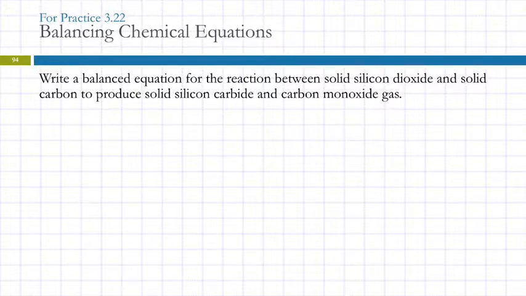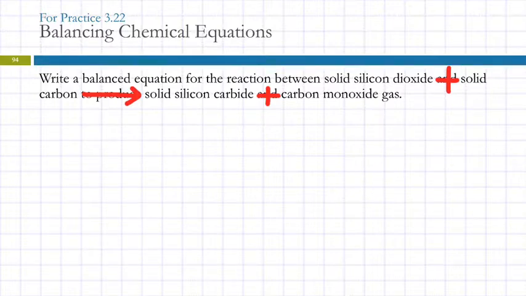So the word "and" is like a plus sign, right? This and that, this plus that. And the words "to produce," that's like the arrow. So we can go in here and we can say, okay, it's silicon dioxide plus carbon to produce silicon carbide and plus carbon monoxide. So now we've got the words. We need to write the formulas and stick the pluses and the arrows in there.